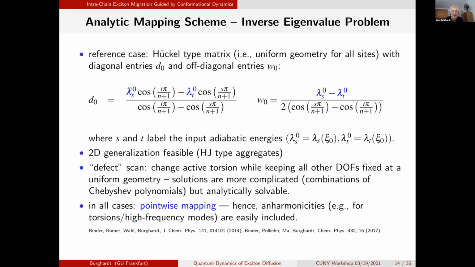The lambdas are the Huckel eigenvalues. And if we want to get the diagonal and off-diagonal values of the Huckel matrix, we just solve for these in terms of the adiabatic eigenvalues. Now, this is exactly what we do, but it's going to be much more complicated because we don't have an ideal Huckel matrix, but a tri-diagonal matrix that depends on a lot of modes. So it is more complicated, but it can be done partially analytically, and that's what we are using here.